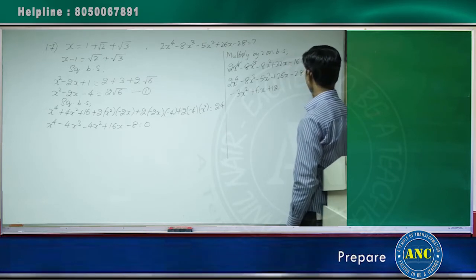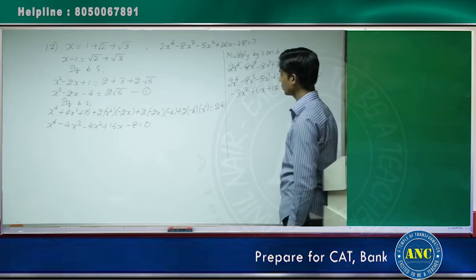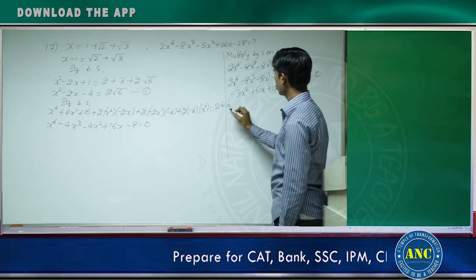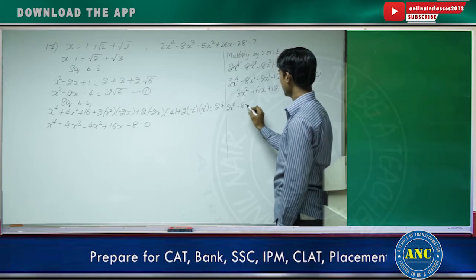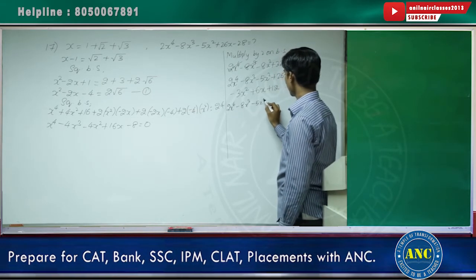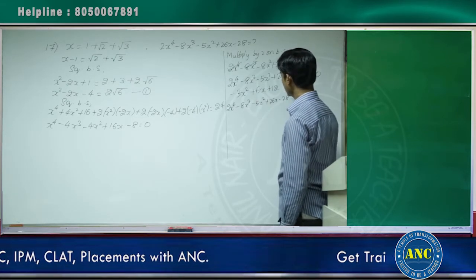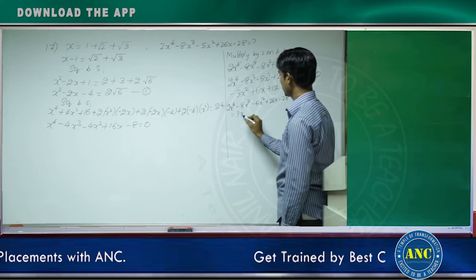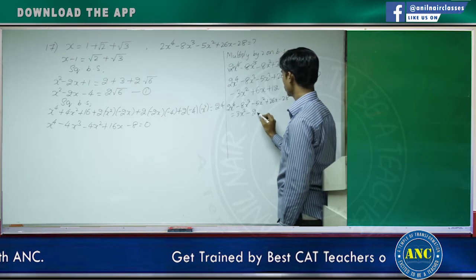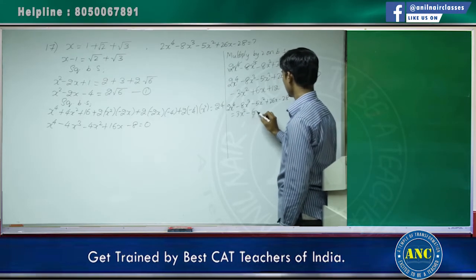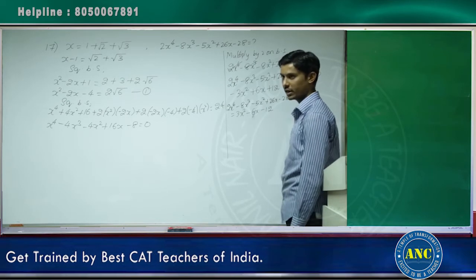This entire thing is equal to 0, right? Now this is what I require: 2x power 4 minus 8x cube minus 5x square plus 26x minus 28. If I shift all these things to the right hand side, it will become 3x square minus 6x minus 12.